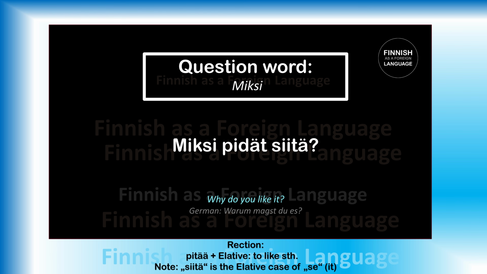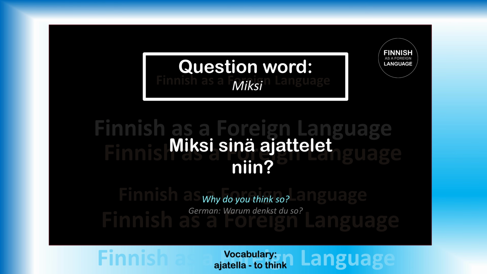Let's have another example. Miksi sinä ajattelet niin? means why do you think so? Miksi, why, sinä, you. Ajattelet is the second person singular present tense of the verb ajatella, which means to think, and niin here can be understood as so. So let's repeat again. Miksi sinä ajattelet niin? Why do you think so?